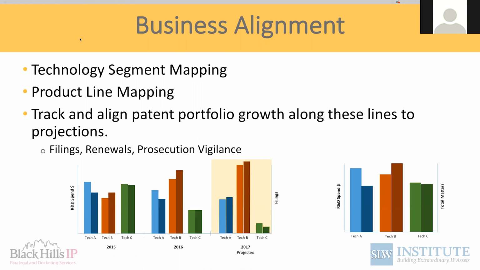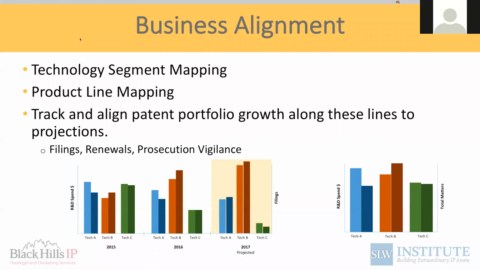The next chart, the chart on the right, we're taking a look at cumulative data. So rather than looking at it over time, we'll take a block of time and accumulate the R&D spend and accumulate, instead of filings, we'll take a look at the total matters to see if we've got good coverage based on how much value and how much cash has been put into a particular technology. And where there's misalignment, those might be areas to try and mine for additional protections if that makes sense from a business perspective.